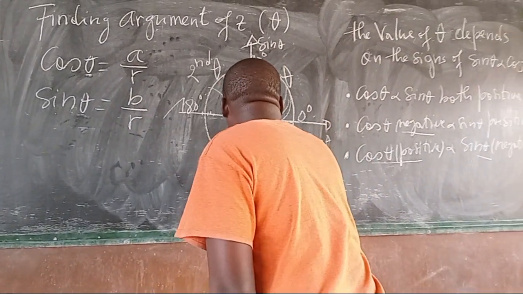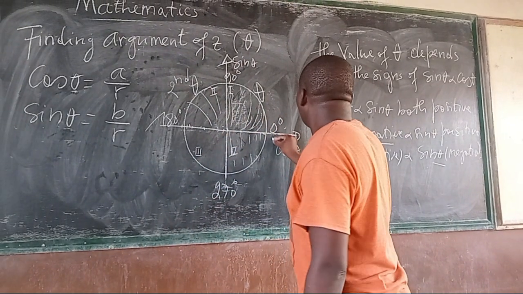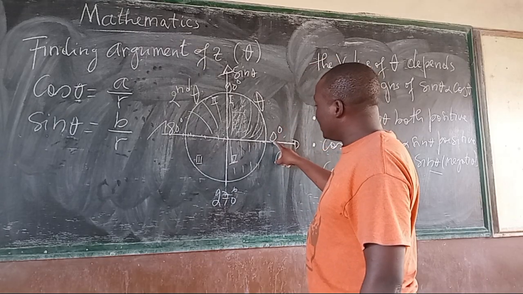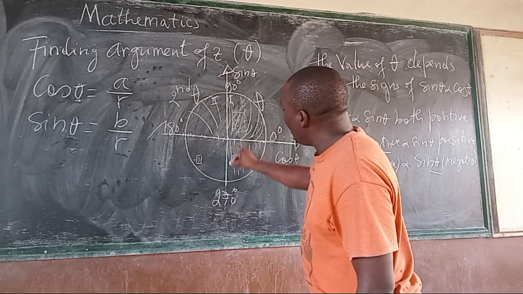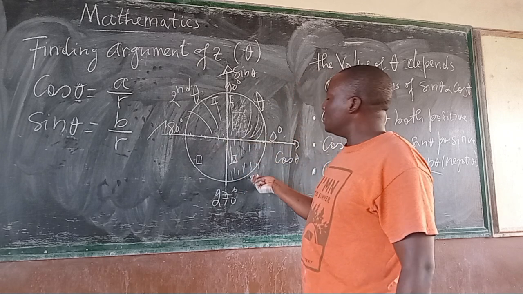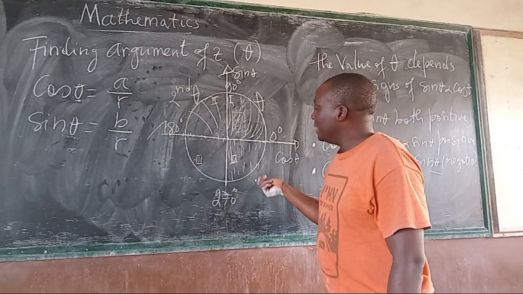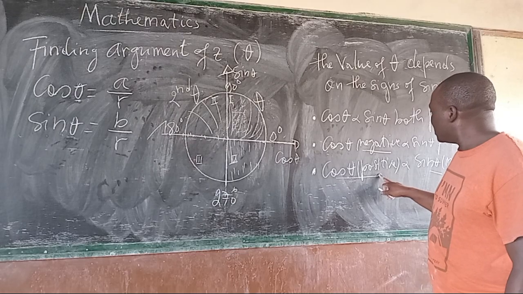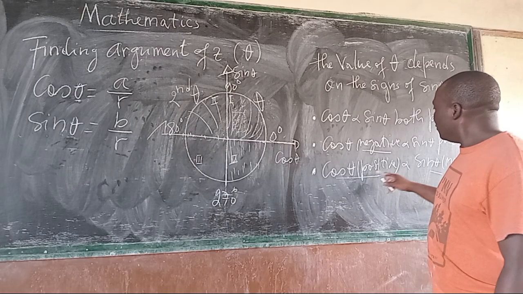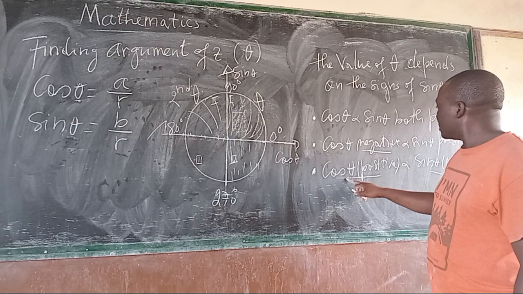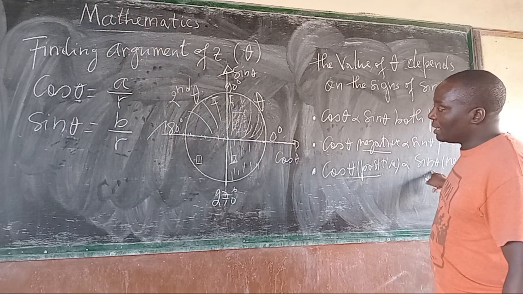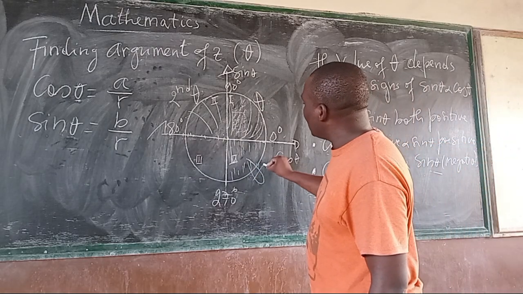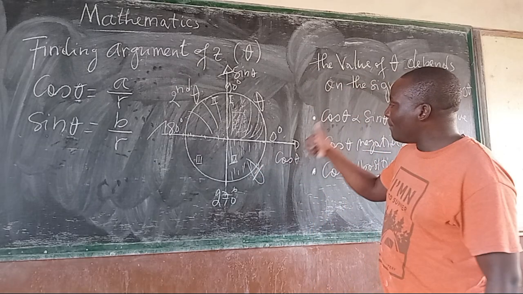From 270 degrees until 360 degrees or 0 degrees. Here your angle, your argument, must be located in the fourth quadrant. If the cosine of angle theta should be positive and the sine of that angle theta should be negative, then angle theta must always be located in quadrant number 4.